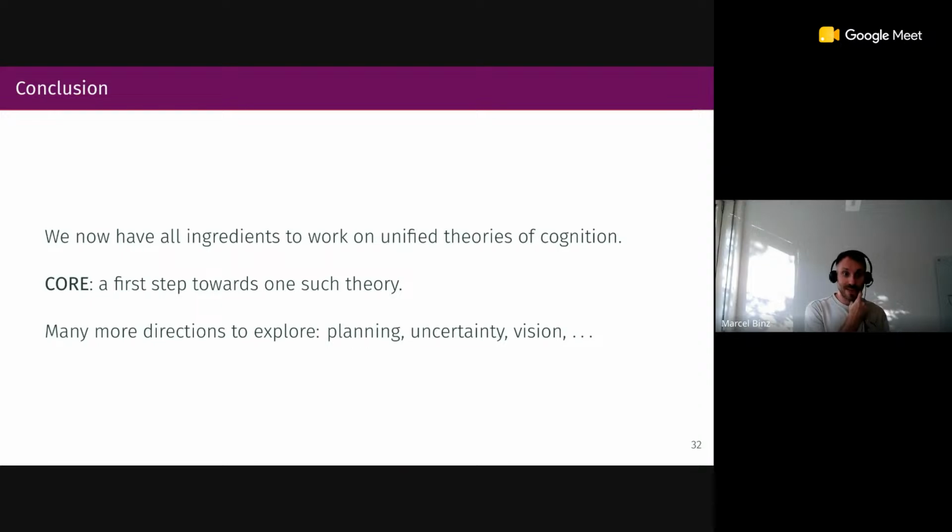The core model that I presented is our first step towards such a theory. I think there are many other approaches that make sense as well. And particularly in the case of the core model, there are a lot of interesting directions to explore. For example, planning, thinking about something like loop transformers, adding uncertainty to the model, obviously integrating vision, integrating individual differences, and many others.